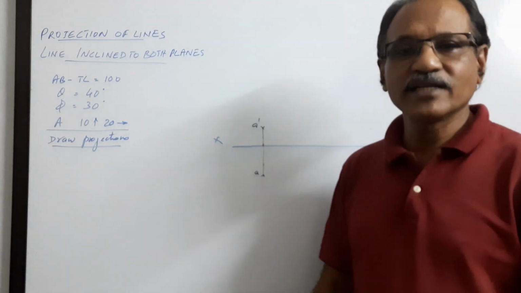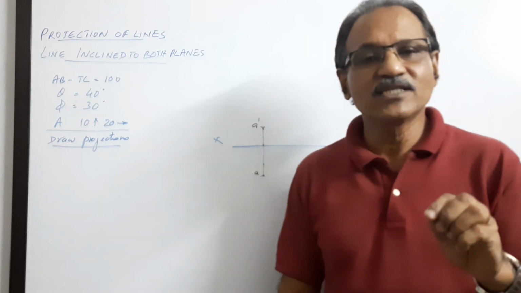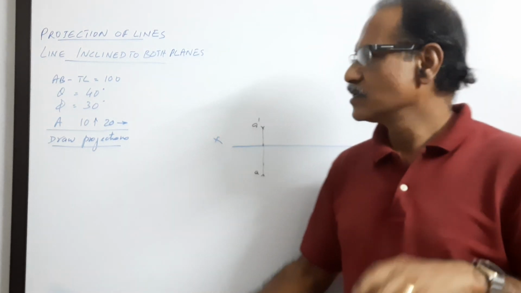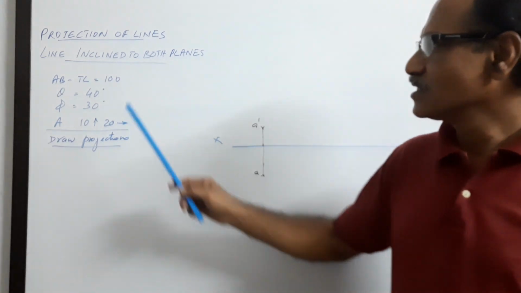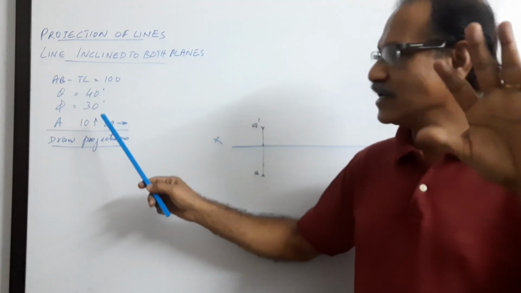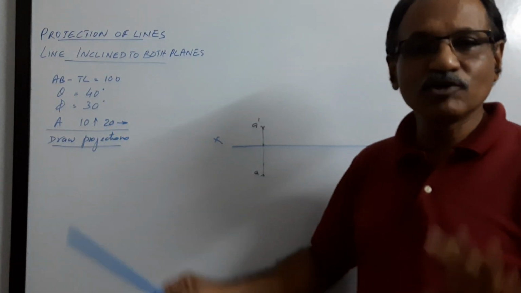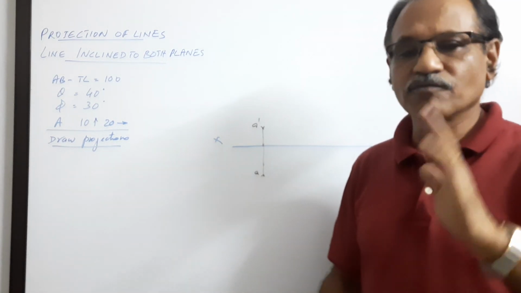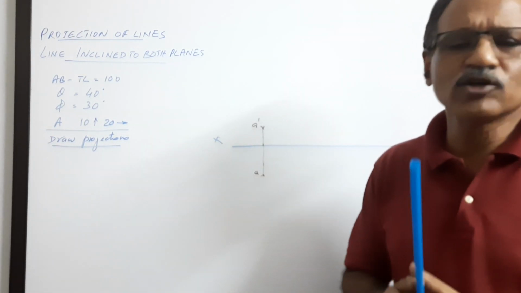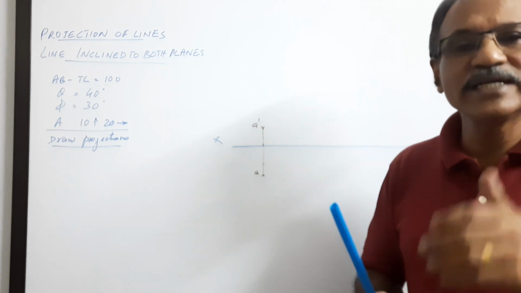There are 5 data given in the question. You cannot solve a question in lines without 5 relevant data: true length, theta, phi and the location of an end. Location of an end is given by two informations, distance from HP and distance from VP. This cannot be directly drawn. This has to be drawn in steps.